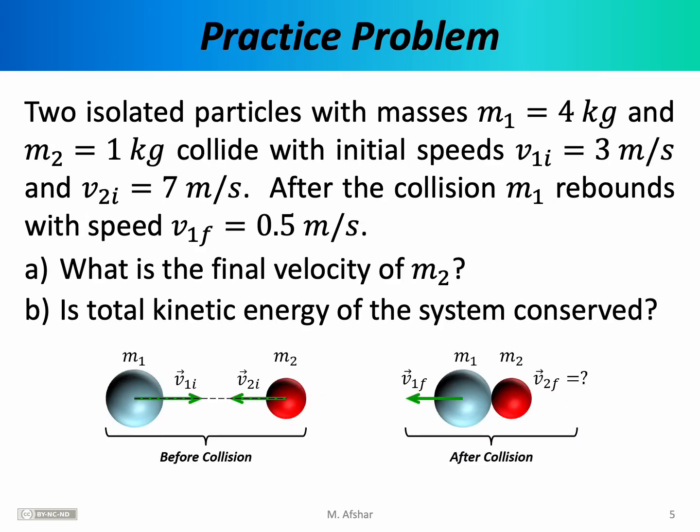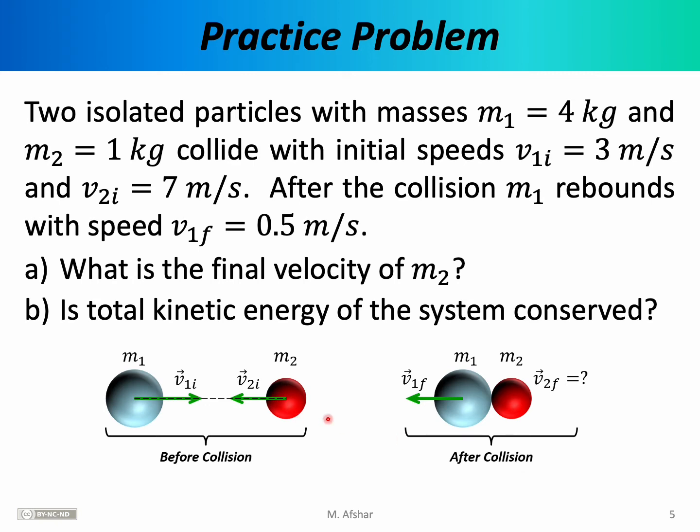So we've spent a fair amount of time discussing the theory behind momentum and momentum conservation. Let's now apply those ideas to an actual collision problem. Two isolated particles with masses 4 kilograms and 1 kilogram collide with initial speeds 3 meters per second and 7 meters per second. After the collision, M1, or object 1, rebounds with a speed of 0.5 meters per second. We basically want to know what happens after the collision. A little more precisely, we want to know the final velocity of object 2. Also, we want to know what happens to the kinetic energy of the system after the collision. Is it conserved or does it change?